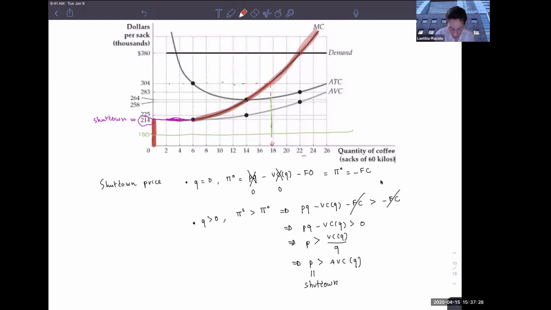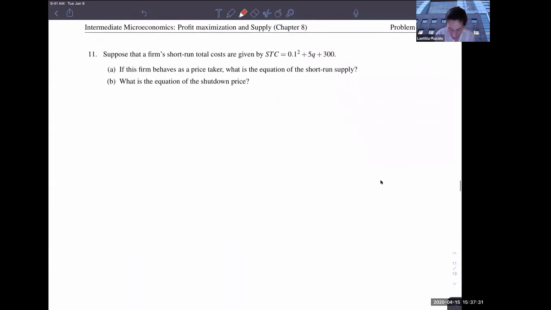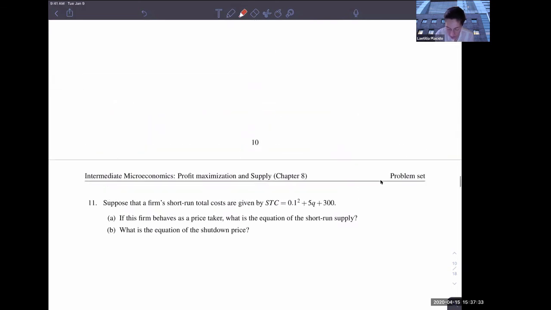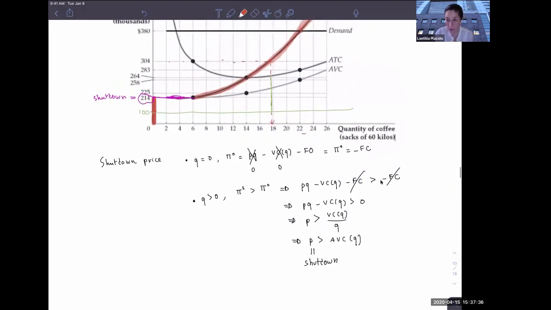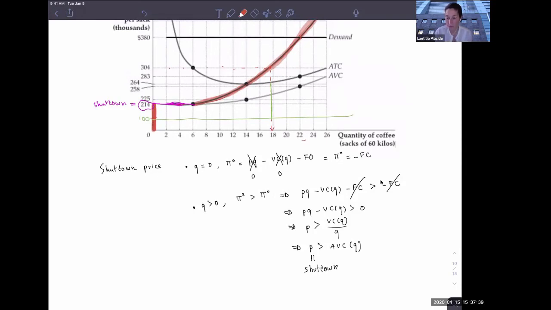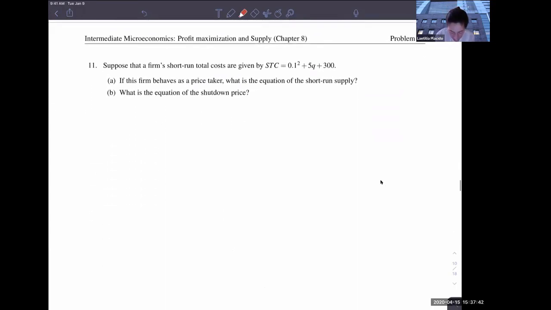Okay, so let's move to question 11. Here, we are about to solve the same problem, but using equations instead of a graph. In question 11, you are given the short-run total cost of the firm as a function of the quantity produced. It says, if this firm behaves as a price taker, what is the equation of the short-run supply? The second question is, what is the equation of the shutdown price? So let's start with A.